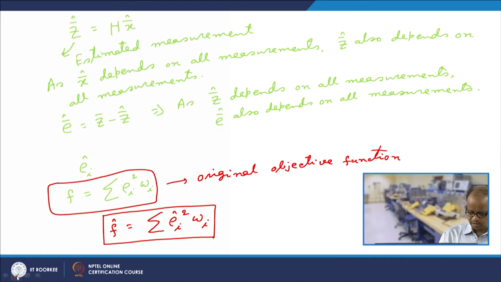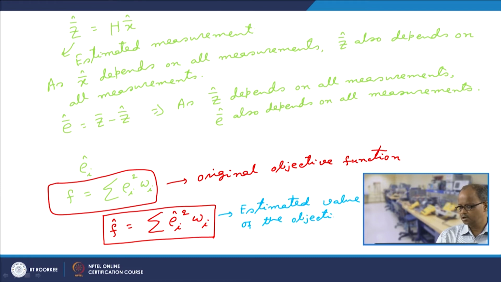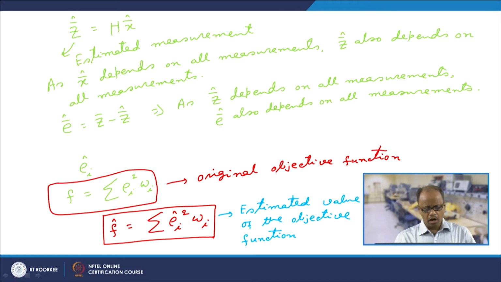So, this is the estimated value of the objective function. Now, if this is the estimated value of the objective function, what is its nature? Would this value be completely deterministic, or would it be completely random? That is the question.